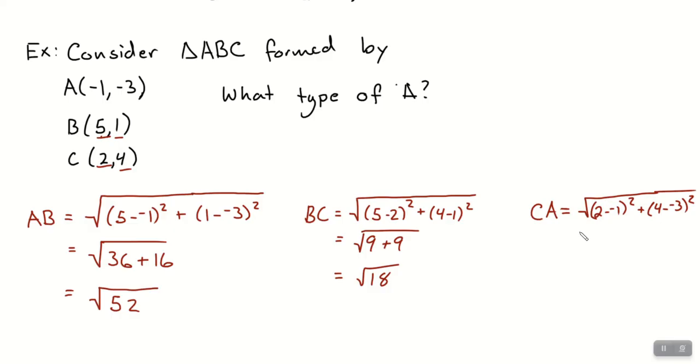This last one, just to show bare minimum of work, I'm not showing every little step where minus the negative becomes add the positive. I just know that this is 3 squared is 9. So we'll just do that little step. 9 plus 7 squared is 49. And I know that this is root 58. Okay.